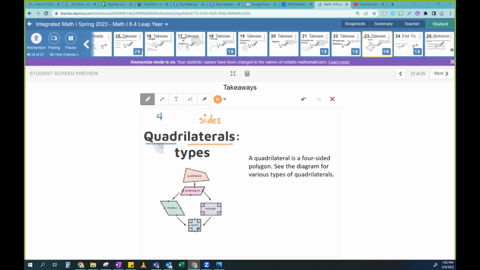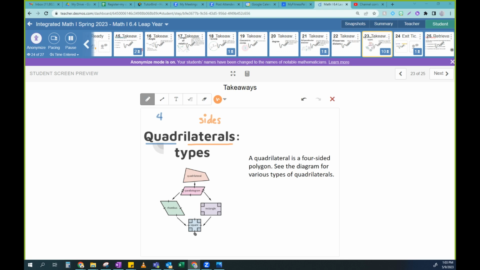Let me ask a different question. Is every square a rhombus? Yes. Every square has four congruent sides. So go this way. Everything that's down here is a thing that's up here, but not everything that's up here is down here. So is every square a rhombus? Yes. Good job.